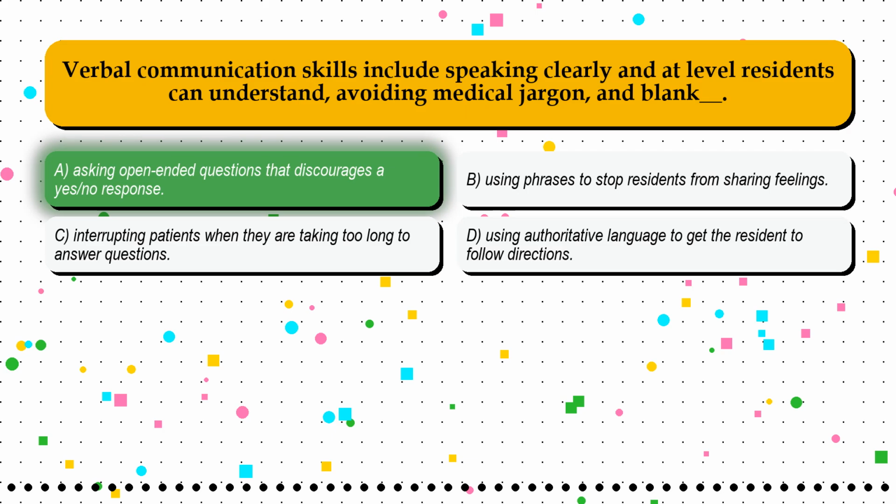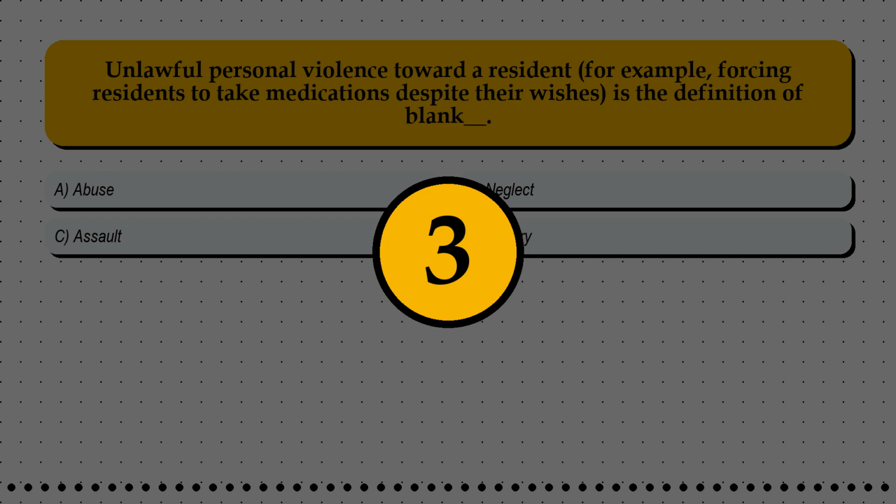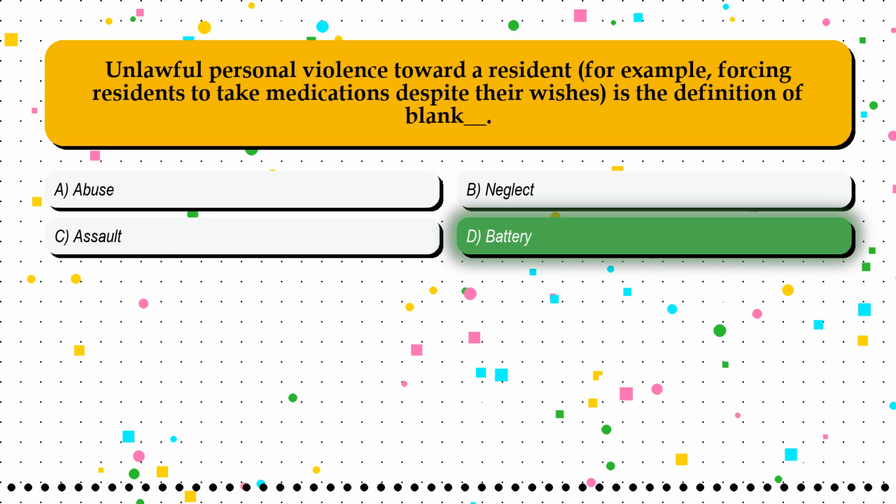The correct answer is option A. Asking open-ended questions that discourages a yes/no response. Question 57. Unlawful personal violence toward a resident, for example, forcing residents to take medications despite their wishes, is the definition of blank blank. Option A. Abuse. Option B. Neglect. Option C. Assault. Option D. Battery.